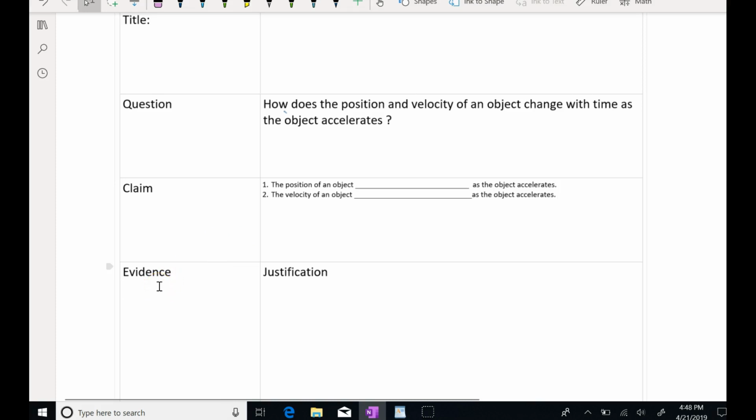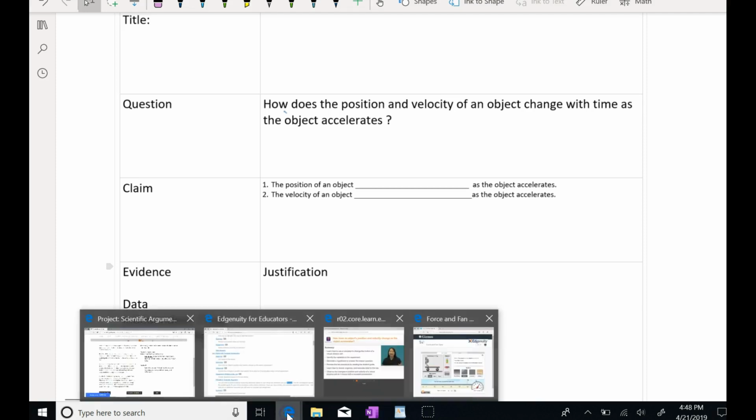Under the evidence, you are going to collect data that will help you prove your claim. So that means we first have to decide what our variables are. So you will decide what your independent variable is and what your dependent variable is. Because you have 2 parts in this question, so how does the position change with time? How does the velocity change with time? You have to do this in 2 parts as well. So for the first part, I can say that time is what I'm manipulating, so it is the independent variable, and position is what I'm looking at as to how it changes, so that becomes your dependent variable.